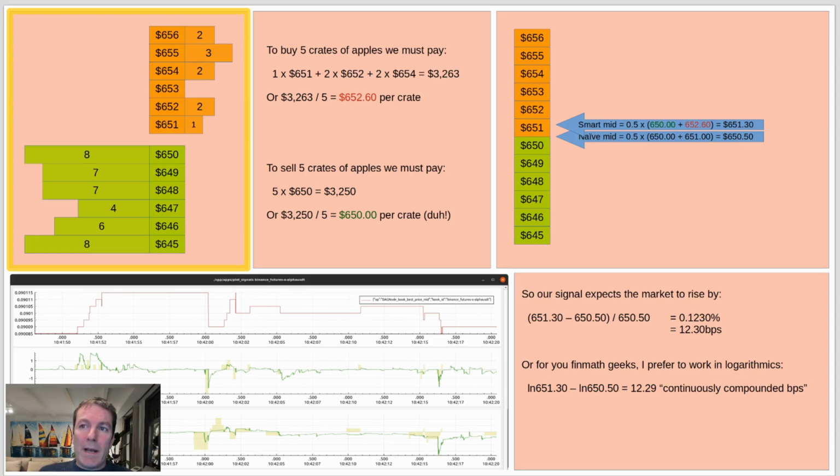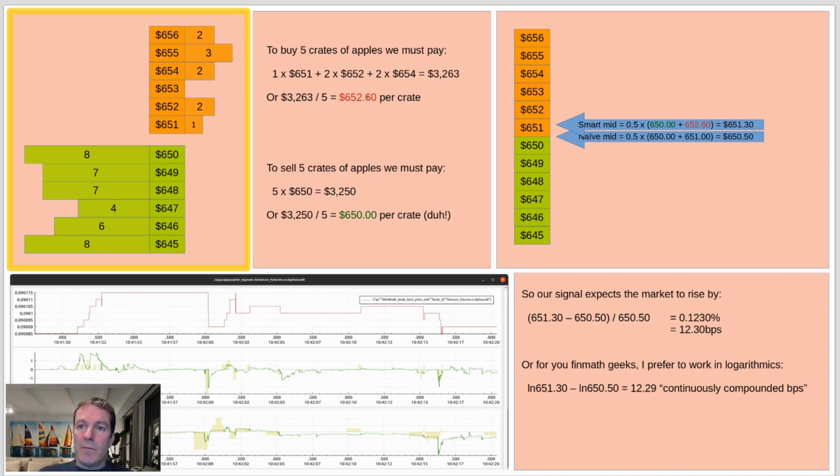Well, we can only buy 1 apple at the price of $651. We can only buy another 2 crates of apples at $652. There's literally no one even selling them at $653. There's some at $654, $655, $656. So on average, in total, we're going to have to spend $3,262 for those 5 crates of apples, which is an average of $652.60 per crate of apples. That's what it's going to cost on average to buy 5 crates of apples in the current market.